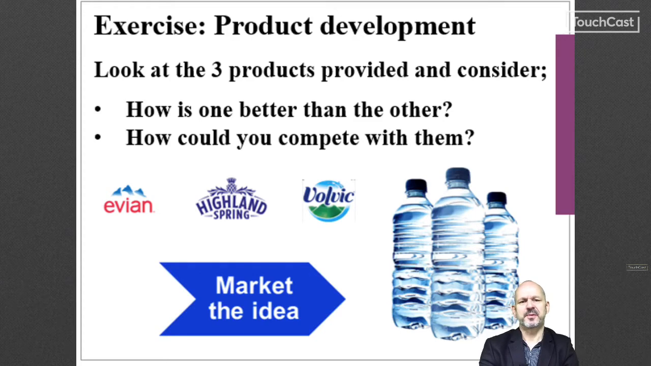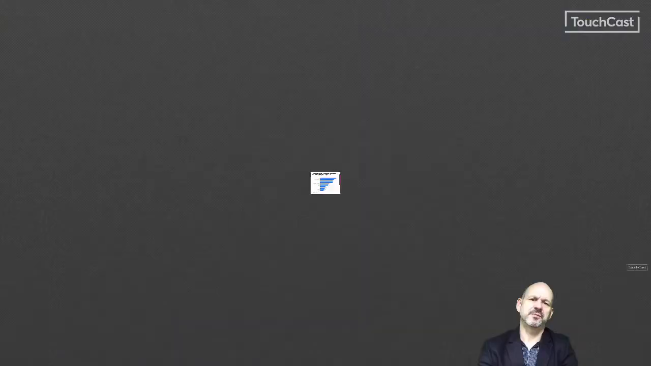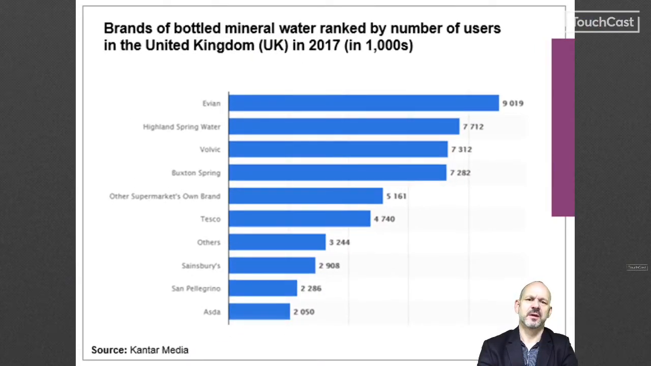But if we look at the price of each of these products, we can see that for whatever reason, there's a 20% price difference between the cheapest and the most expensive of these 3 leading products. And if we look at the annual sales of bottled mineral water ranked by number of users in the United Kingdom, we can see that for whatever reason, these 3 products are actually in the top 3.